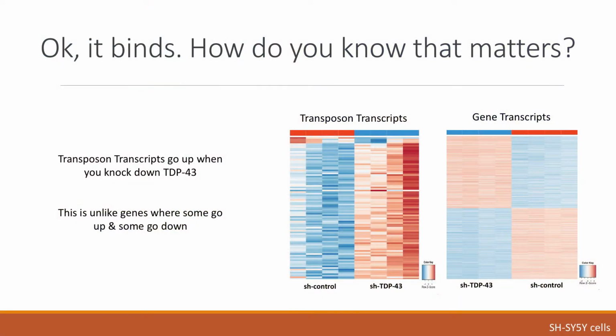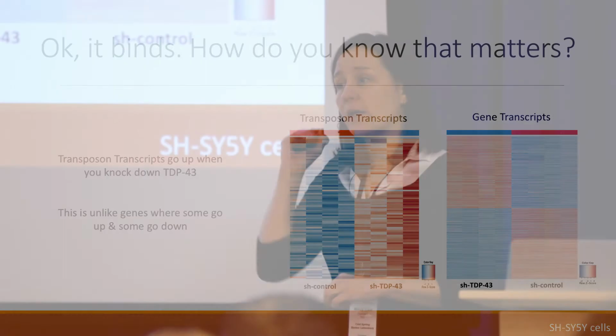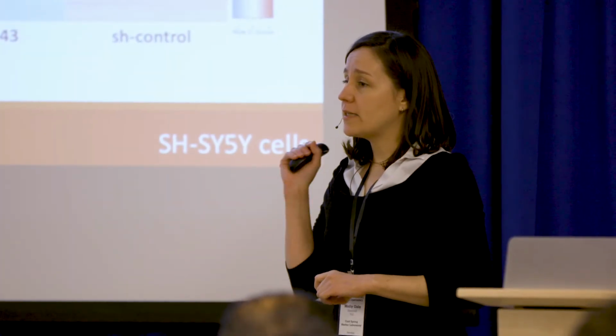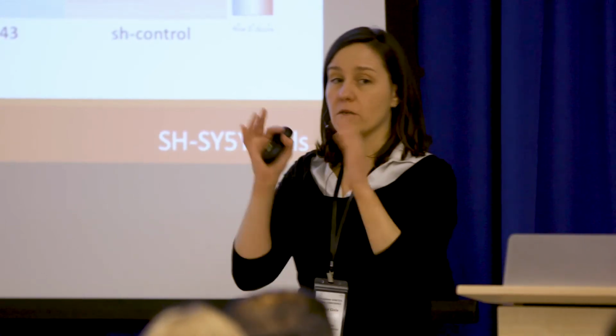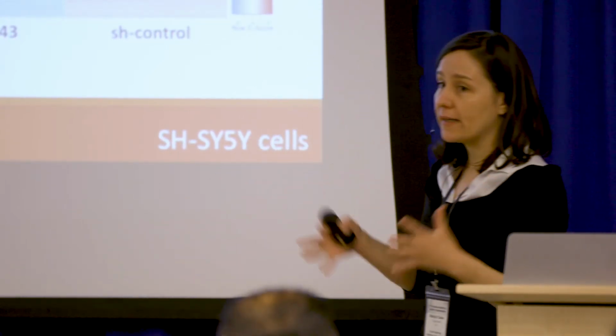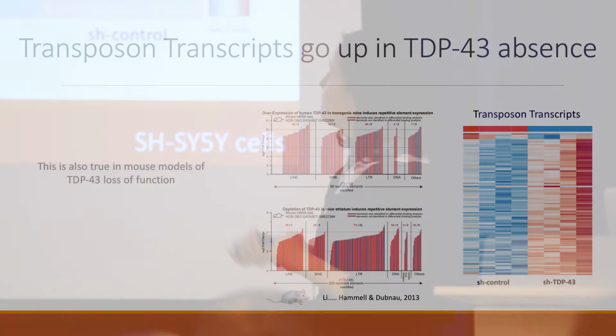So okay, it binds. How do we know that matters? Well, one of the things that we can do is we can knock out TDP43 in the cells and ask what happens to its transcripts, right? And so if you look at gene transcripts after we knock down TDP43, you'll see some go up, some go down, as you expect when you knock down just about any gene, right? But if you look at transposon transcripts, everything that changed goes up, right? So that suggests that normally TDP43's role is to keep these things silent, is to silence transposons. So when it's not there binding, levels of these things go up.